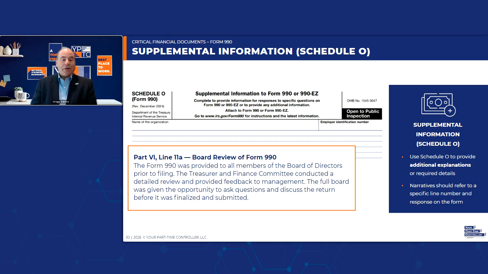So a tip here is if you are putting something in Schedule O, it's important to reference the specific part and the line number that you're referring to from that 990. In this example, when we're talking about the board review of the 990, we start off calling out what question we're addressing. So we're answering the question from Part 6, line 11a. This way, the reader can easily connect the narrative back to the original question, again, making it very clear for our funders.